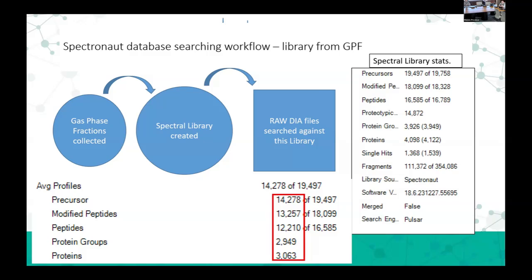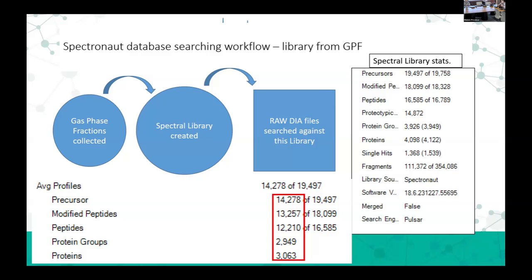2,949 proteins there. The information over here on the right is the stats about the spectral library. Of course it has to find all this information about the spectral library, and then it takes your samples and searches against that. Somebody had asked that question earlier: why do you need that? Why not just search against the whole FASTA database? It has to do with that false discovery rate, getting to that 1%.